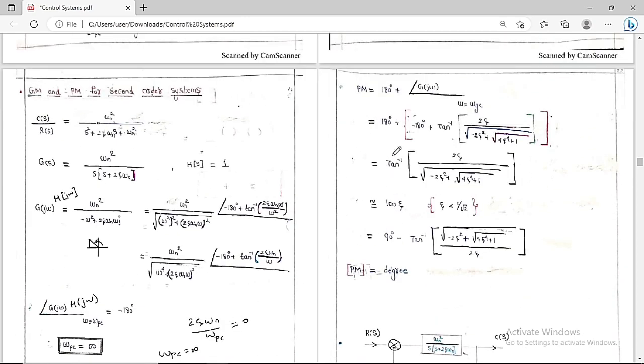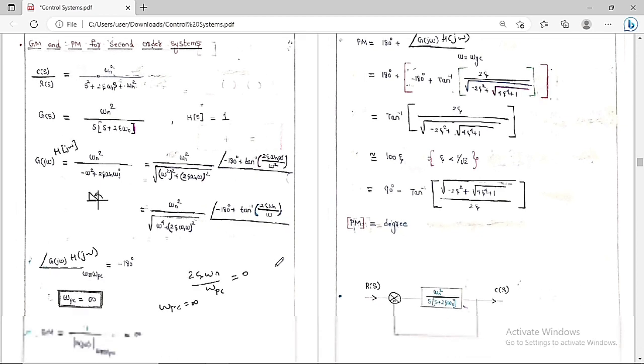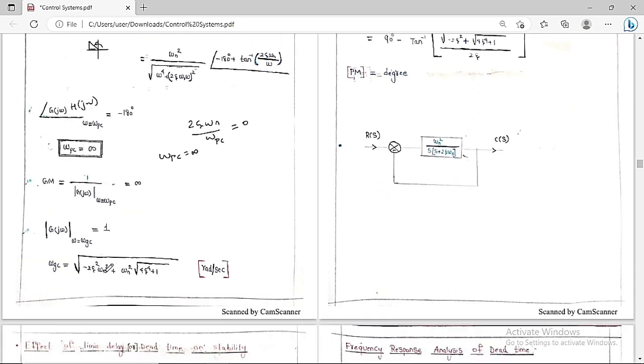The phase margin formula is 180 degrees plus the phase angle of g of s h of s at omega gc. So now basically this is 180 plus the phase angle at omega gc, where you always have g of s h of s at j omega. Therefore this part is minus 180 degrees plus tan inverse of, in place of omega, I need to substitute omega gc. So you are going to get 2 zeta omega n by omega gc. So the value of omega gc is what we need.